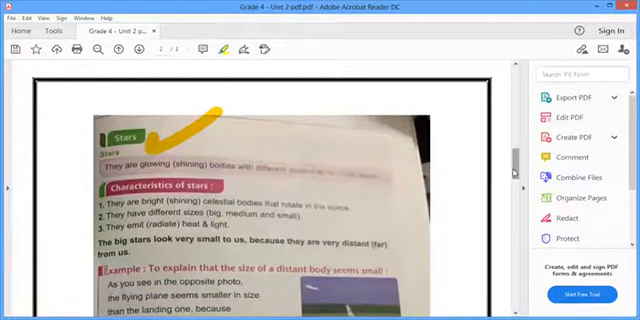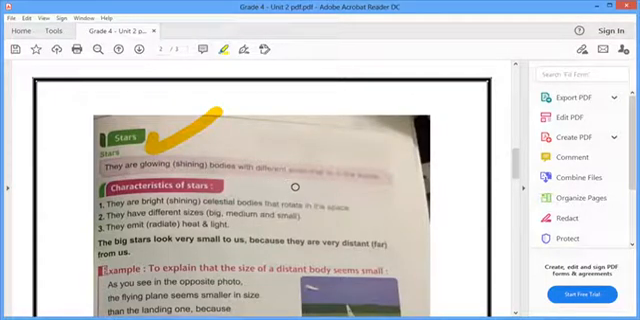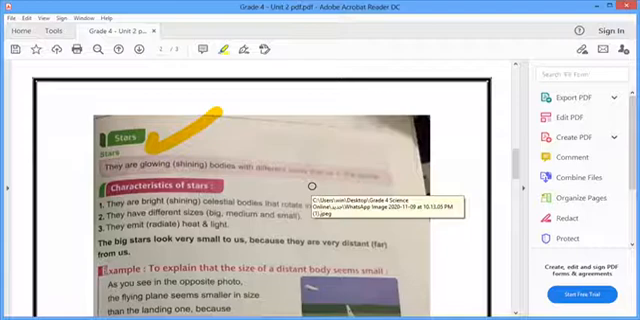Number one, stars. This is a very important definition. What is a star? Or what are the stars? They are glowing or shining. You can tell me that they are shining bodies with different sizes that lie in the space. This is the meaning of light. Again, what are stars? They are glowing or shining bodies with different sizes that lie in the space.